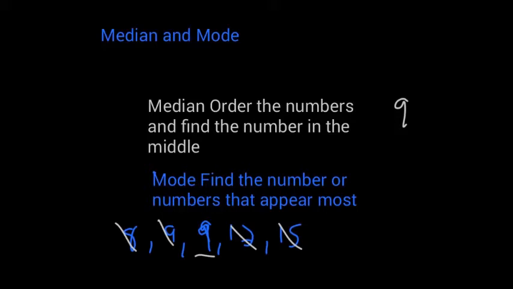And then the mode is the number that appears most. So I have two 9s there, so 9 would be my mode. We're going to do some more practice with this.